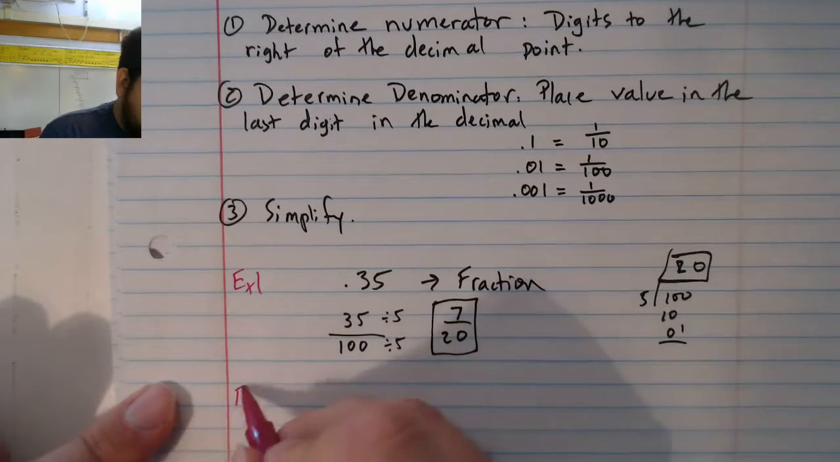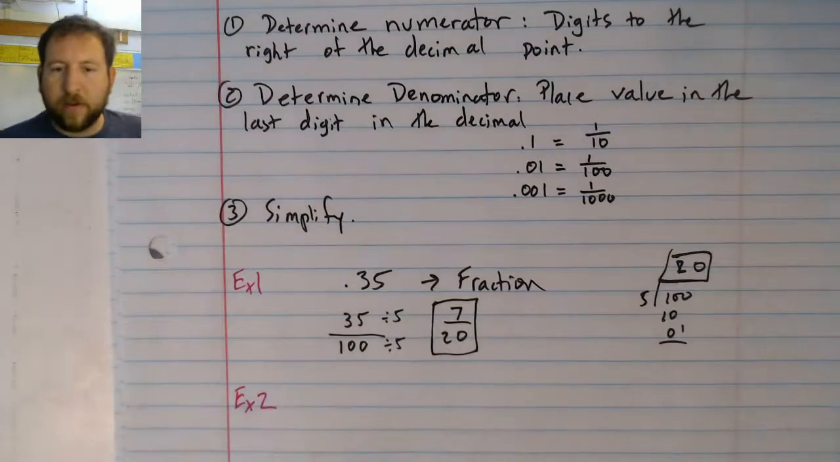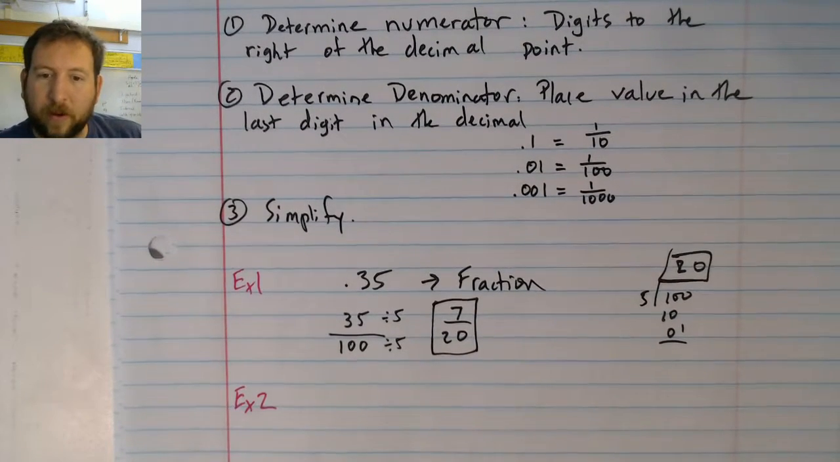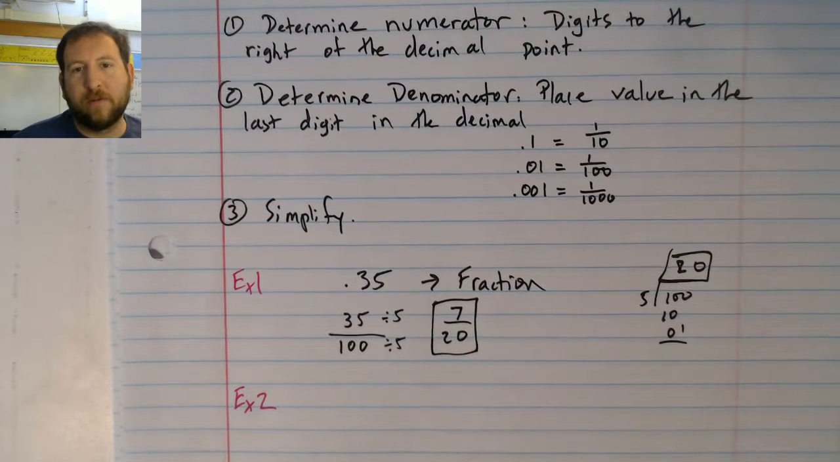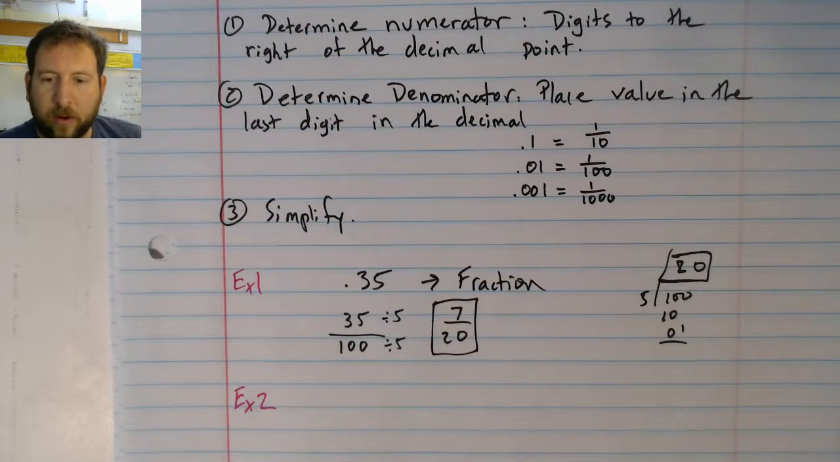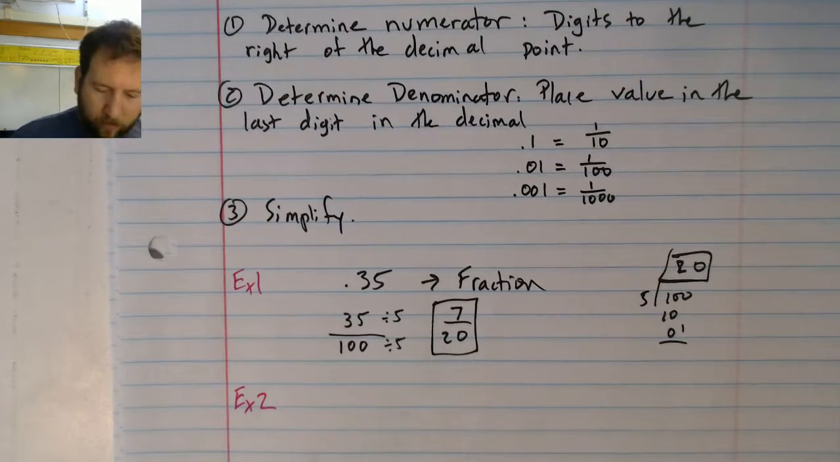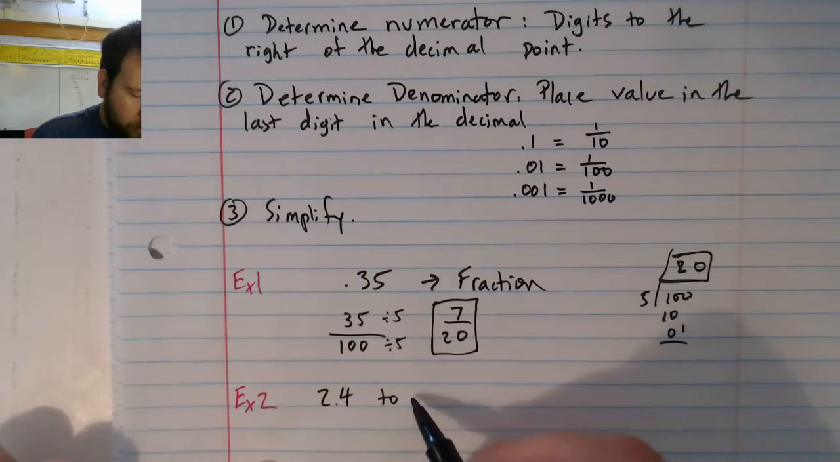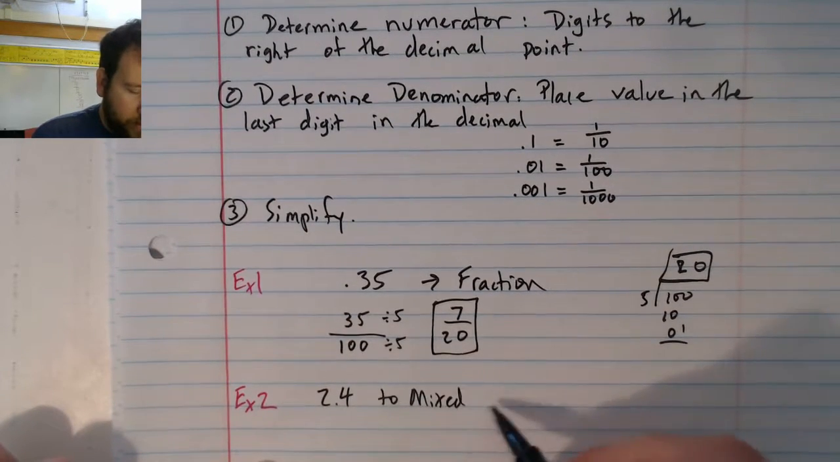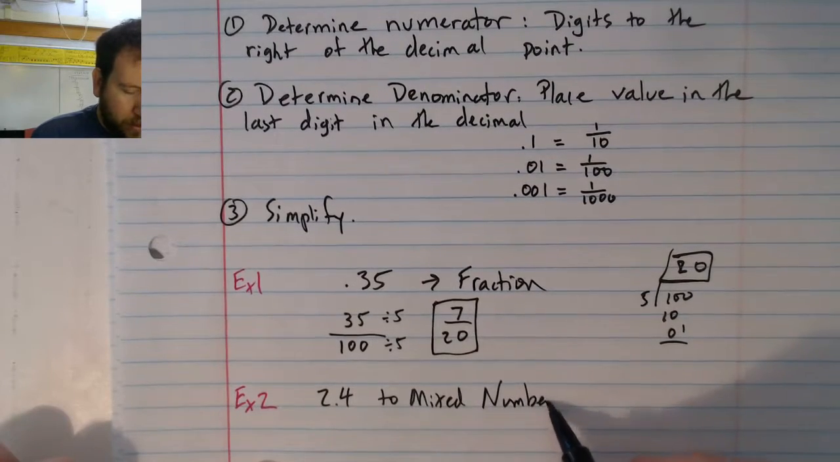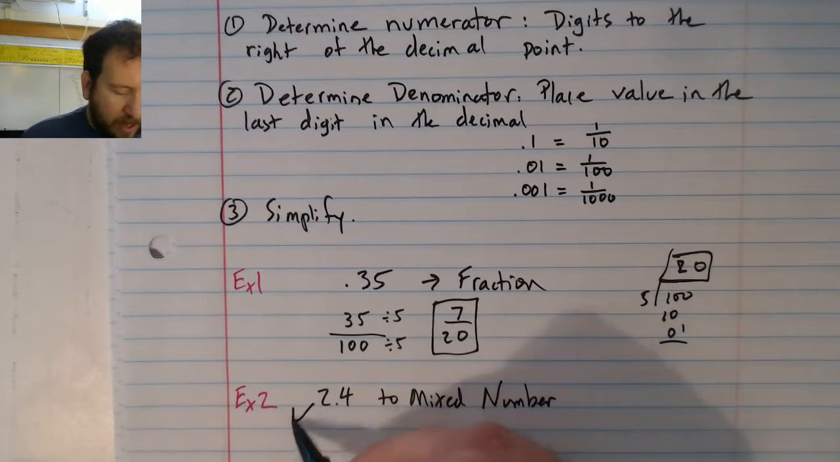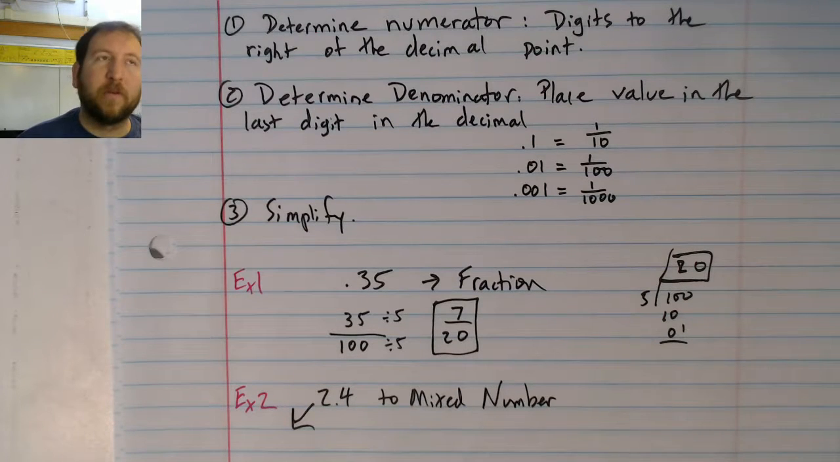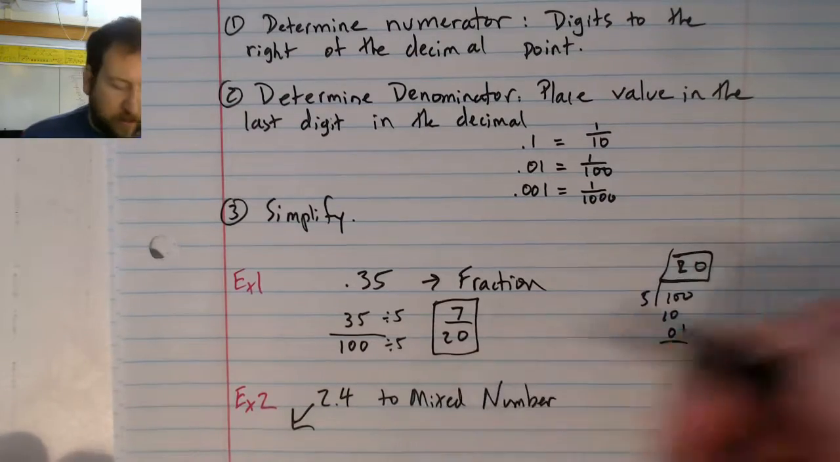Let's look at another one. Sorry if I'm going fast, but you can always stop and rewatch it, which is why I'd rather go faster than slower. Take a look at this one. We're going to take 2.4 to a mixed number. We're going to save that 2 for later, just like we did when we were taking fractions and bringing them to decimals, and I'm going to focus on this 0.4.